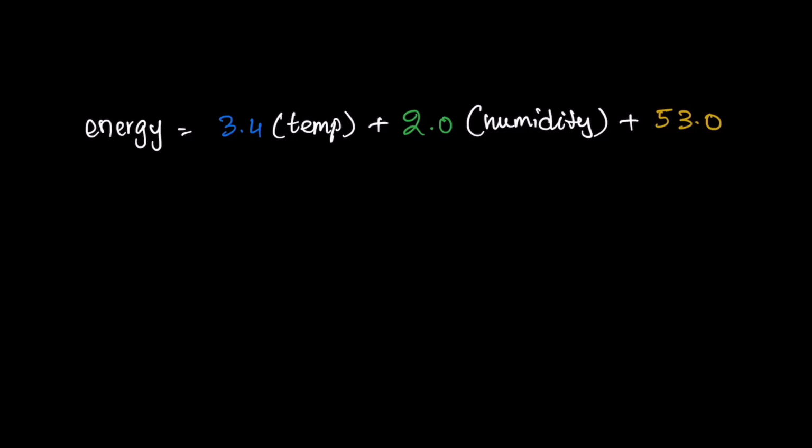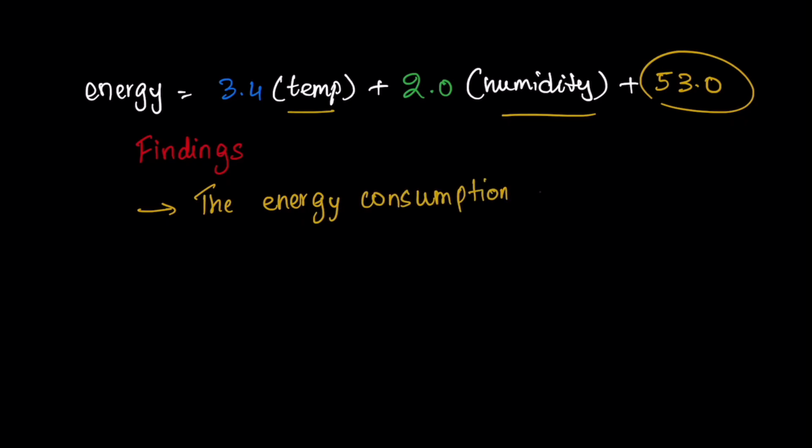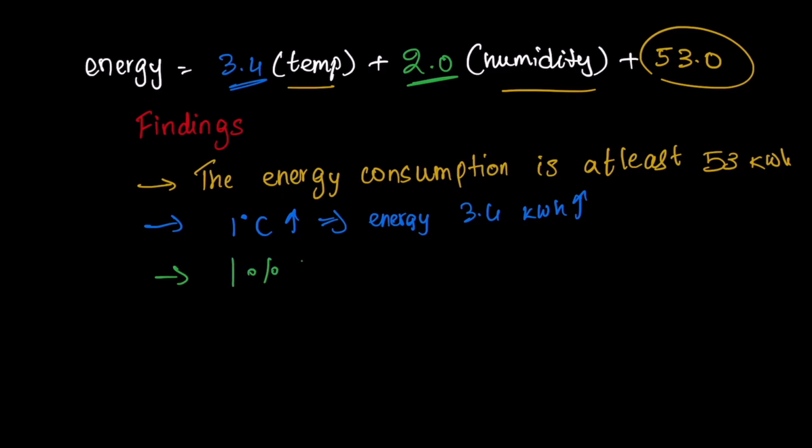Now, how do we interpret this model? From the line equation, we can see that if the temperature and humidity are 0, we get 53. So we can interpret the bias term of 53 kilowatt hours as the base energy consumption value. On top of that, if we look at the coefficient of the temperature term, we can say that every 1 degree rise in temperature contributes to a 3.4 kilowatt hour rise in energy consumption. Similarly, when we look at the coefficient of the humidity term, we can say that for every 1 degree rise in humidity, the energy consumption increases by 2 kilowatt hours.